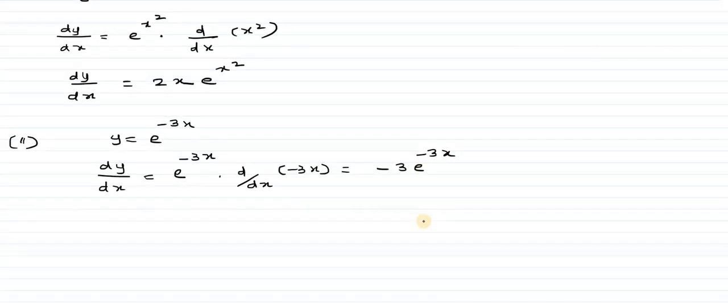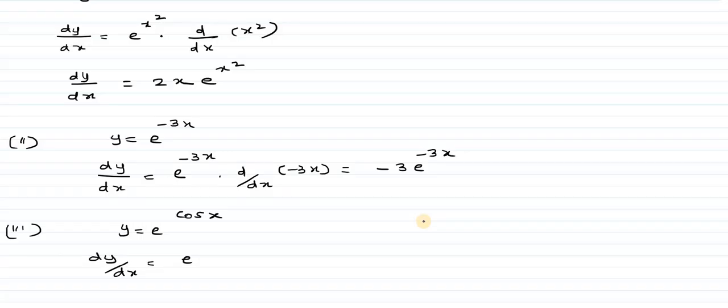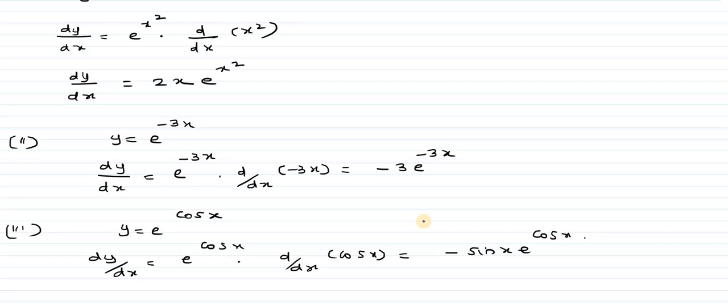Next, third sum is y equal to e power cos x. So what it will be? Here dy by dx will be equal to e power cos x, as it is it will come, then differentiation of cos x, correct? So differentiation of cos x is minus sin x, e power cos x. Any doubt till here? Good.